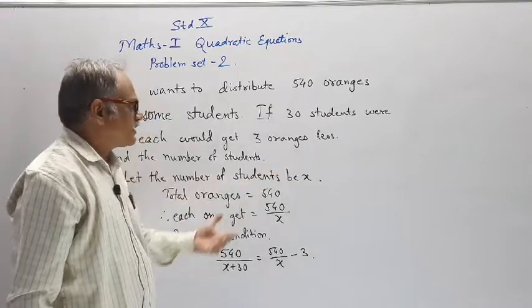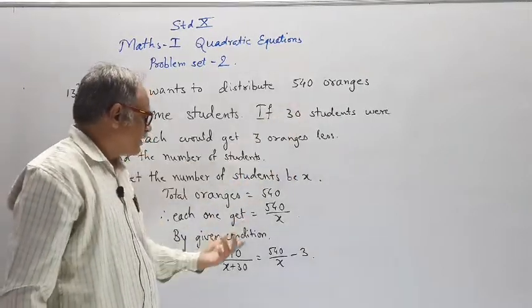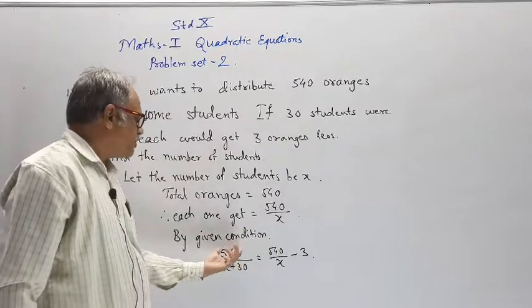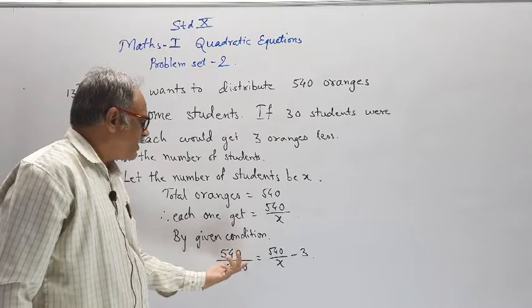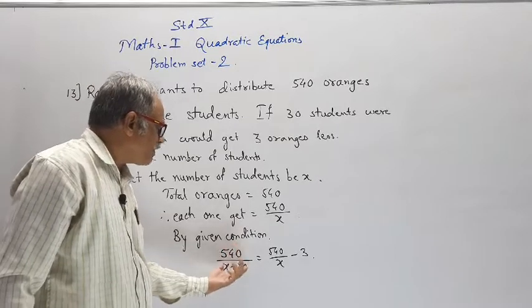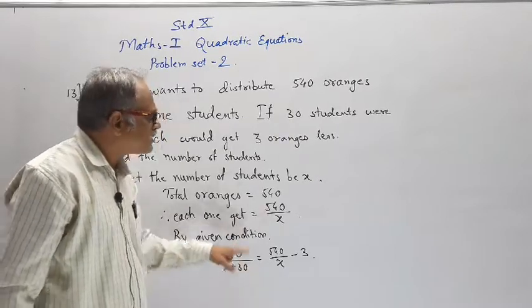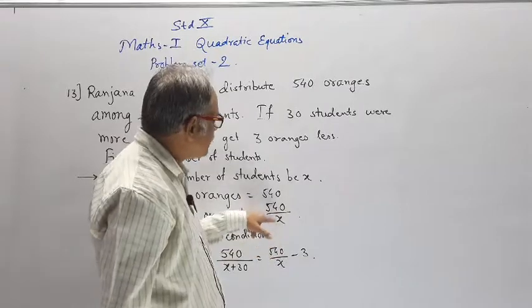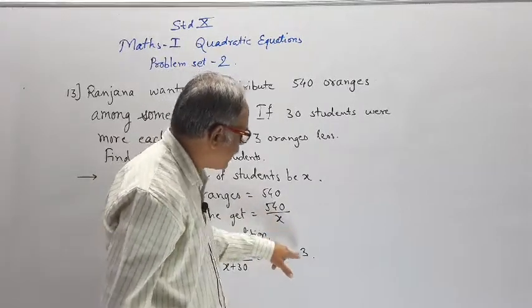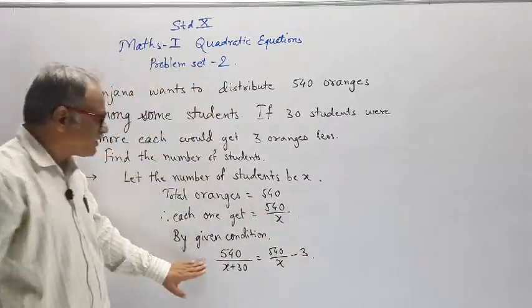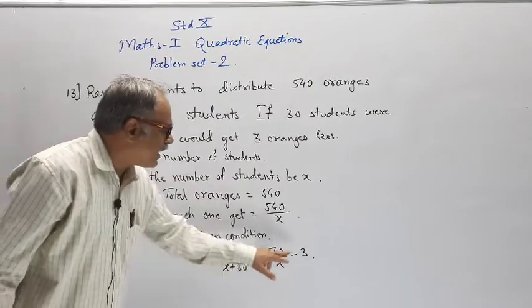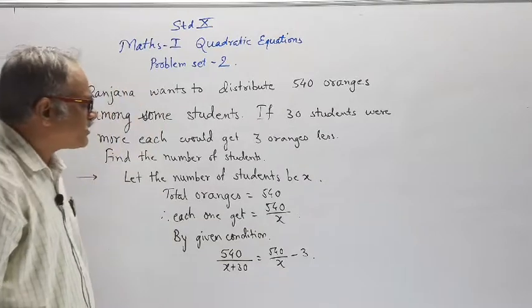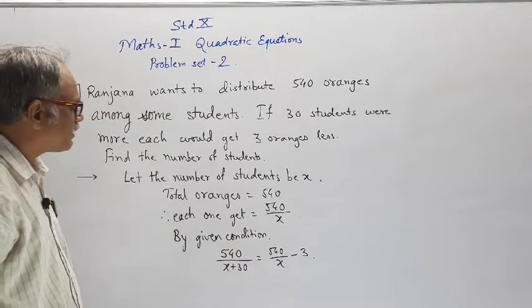Neatly observe what is done. Present students x. If 30 students were more, then total students x plus 30, and each one would get 540 upon x plus 30. The 540 oranges distributed among x plus 30 students give 540 upon x plus 30 each, and that is 3 less than what they are presently getting. 540 upon x minus 3 is separate. So this is the quadratic equation. If we cross multiply, taking the LCM, it will change into a quadratic equation.